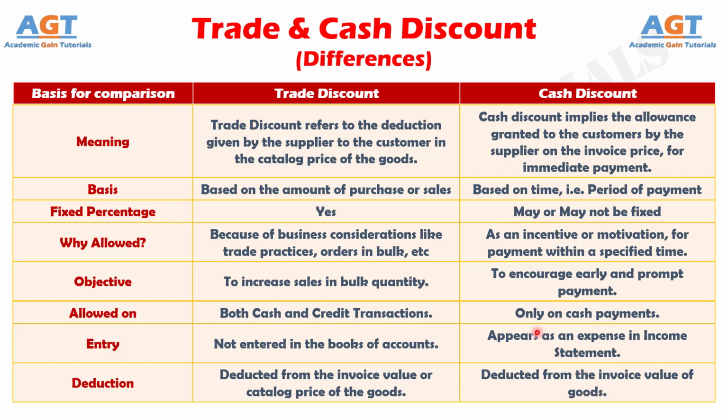Basically, trade discounts are the discounts allowed by the manufacturers or wholesalers to the customers with the aim of increasing the sales volume, whereas cash discount is allowed to the customers by the sellers to increase the cash flow. A customer can enjoy both trade discounts and cash discounts if he or she is making cash payments for the goods purchased. So, these are the differences between trade discount and cash discount.